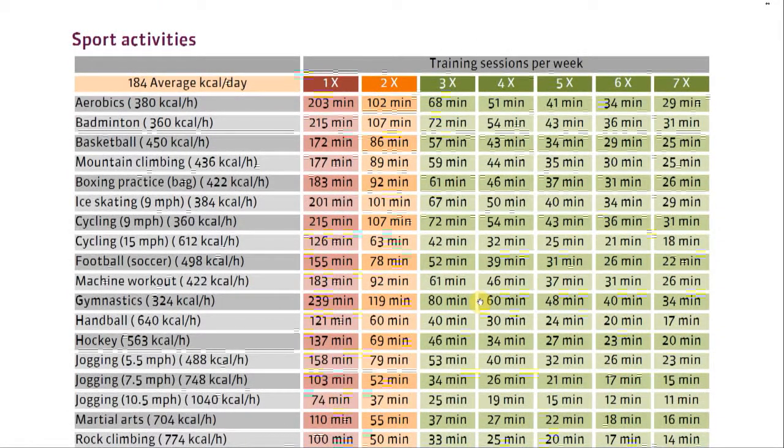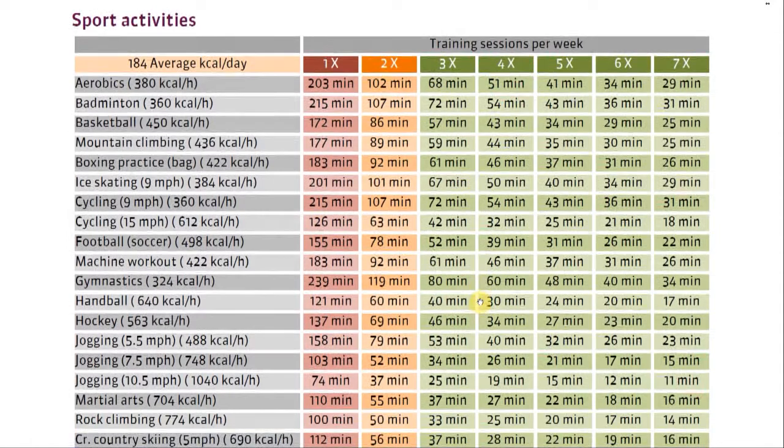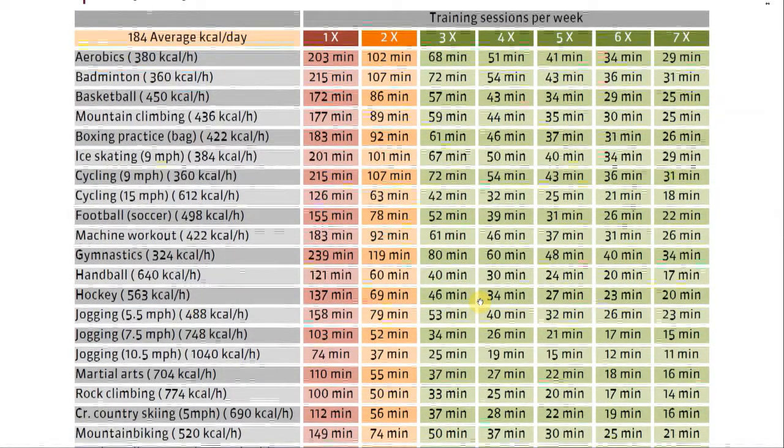First you decide, I want to do sports or exercise 4 times a week, for example. If that is the case, you go for this training sessions per week 4, and this is the column that you're interested in. And then you say, okay, what do I want to do? For one, I like hockey. Hockey, we know, burns 563 kilocalories per hour, and if I were to do it 4 times per week, I would do 34 minutes of hockey.